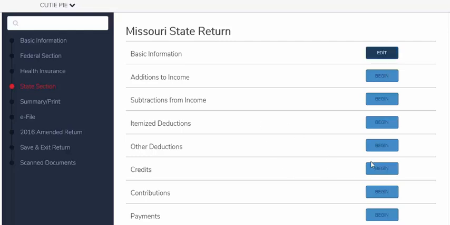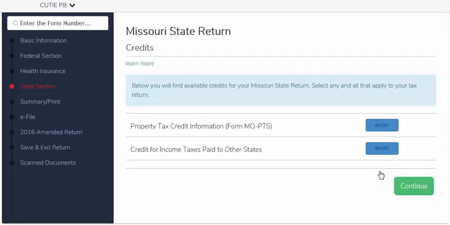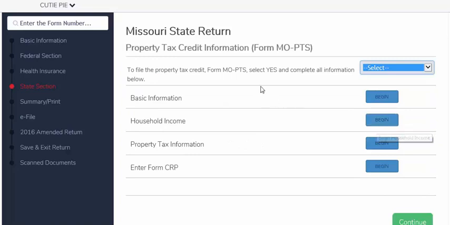And we're going to go into the Credits section. And it's the Property Tax Credit Information, MOPTS. Also known as the MOPTC, depending on whether a person is filling it out online or on paper. But it's the exact same thing. So we choose that.